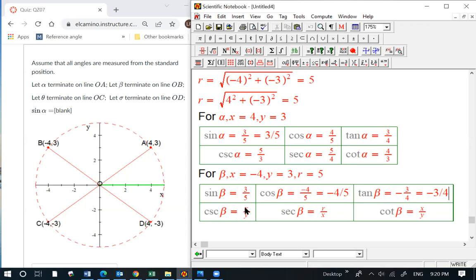And the cosecant is r over y. R is 5, y is 3. Just enter 5 over 3. Don't give me the decimal number, because you're not going to get the point. We want the exact value. So here we have 5 over what? -4, right? X is -4. Therefore, this is equal to -5 over 4.